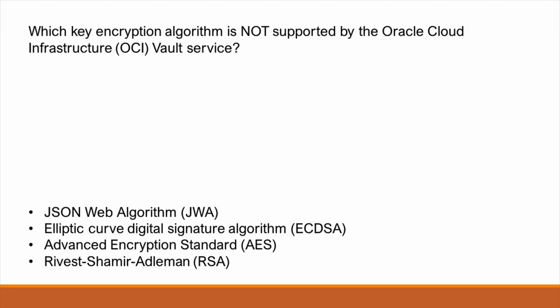Let's talk about this question. Which key encryption algorithm is not supported by the Oracle Cloud Infrastructure, OCI, Vault service? Options we have for this question are JSON Web Algorithm, JWA. Elliptic Curve Digital Signature Algorithm, ECDSA. Advanced Encryption Standard, AES. Rivest-Shamir-Adleman, RSA. The correct answer for this question is option 1. JSON Web Algorithm, known as JWA, is not supported, and the other algorithms mentioned are supported by the OCI Vault service.